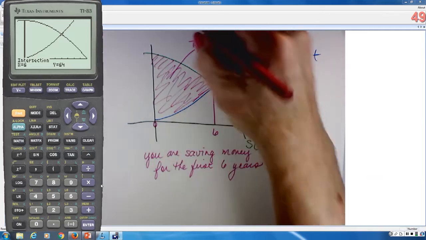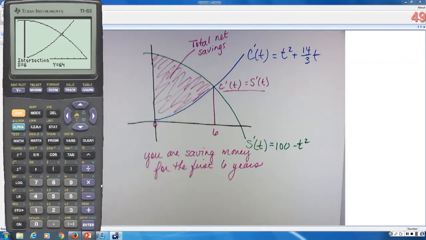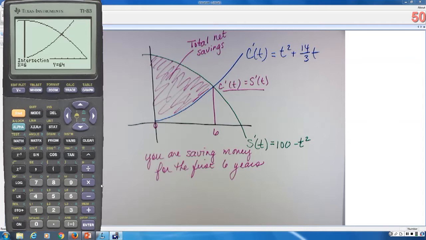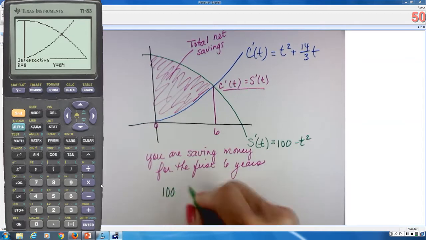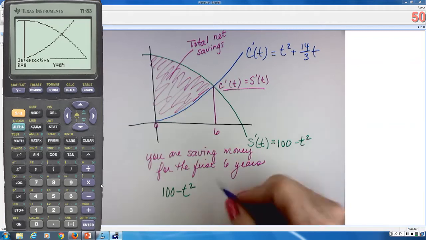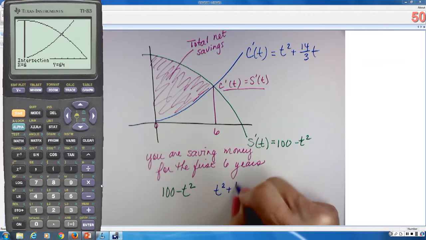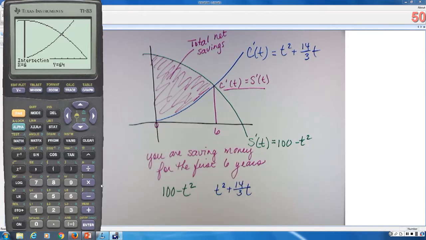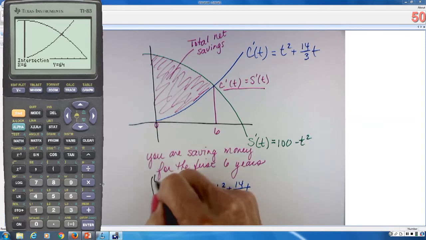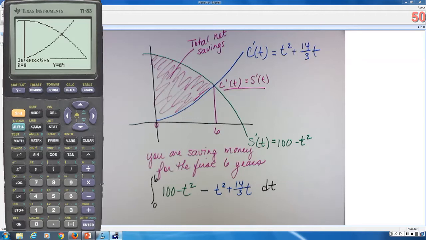Now the net savings over those 6 years is calculated by taking the integral of, savings is on top, so you start with it. And then cost is on the bottom, and you're going to subtract the two of them. Your integration is going to go from 0 to 6, and this is going to be dt. Does that all make sense?